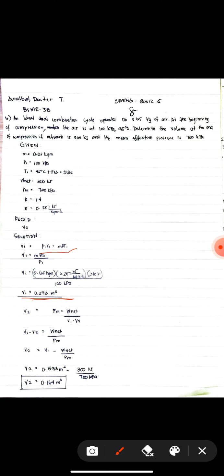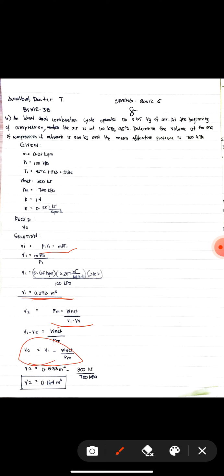So, for the V2, we have PM equals W net over VD, or our VD equals V1 minus V2. So we derive that, it becomes V1 minus V2 equals W net over PM. So we transpose our V2 and also our W net over PM. So V2 becomes negative, so V2 equals V1 minus W net over PM. So this is our final formula.